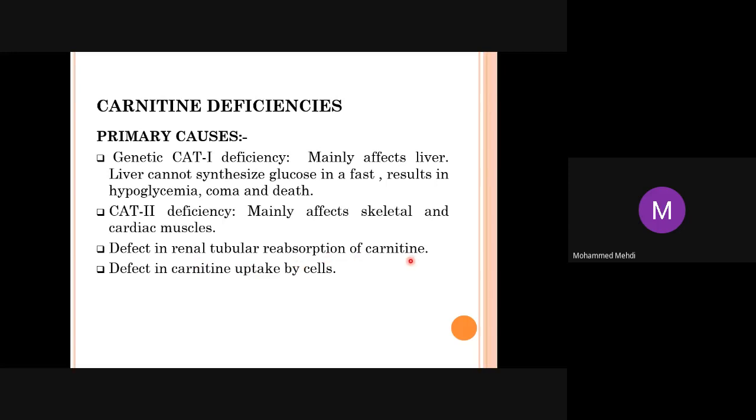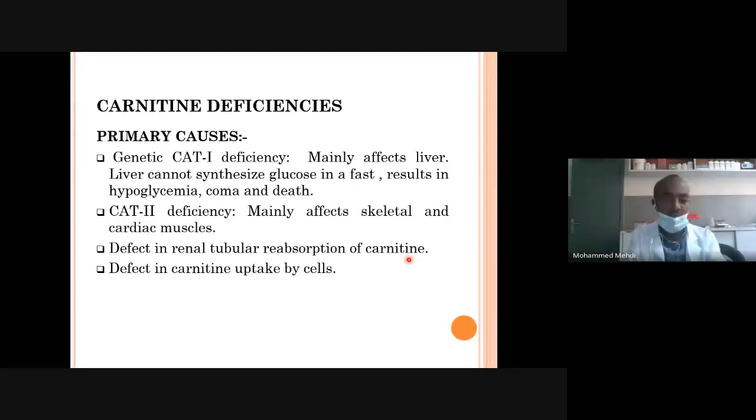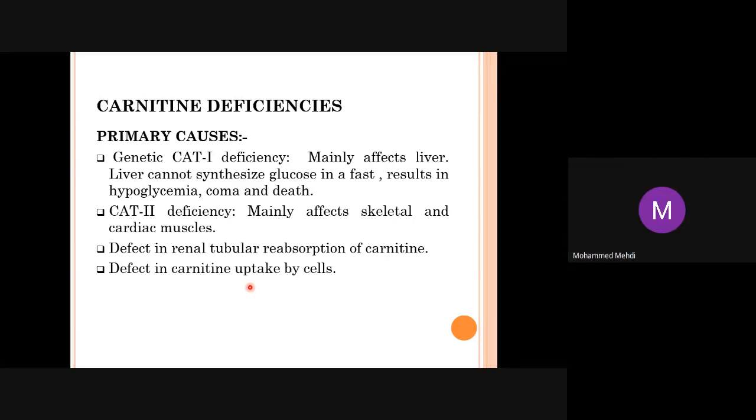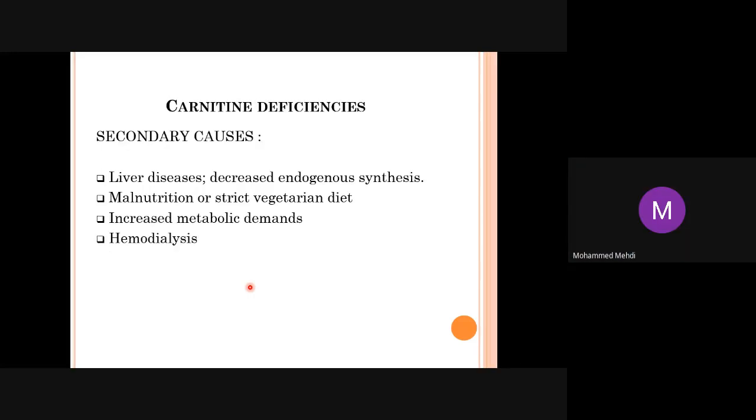Carnitine is important, so we have to reabsorb carnitine. As a result, we can use fatty acid as a source of energy. If there is a defect in the kidney and we are not able to reabsorb carnitine into the body, as a result, we'll have deficiency of carnitine. This will finally lead to energy failure. Defect in carnitine uptake by the cell is another cause of carnitine deficiency in our body.